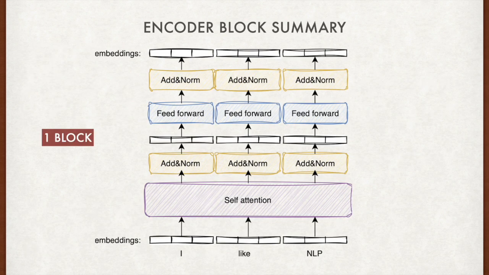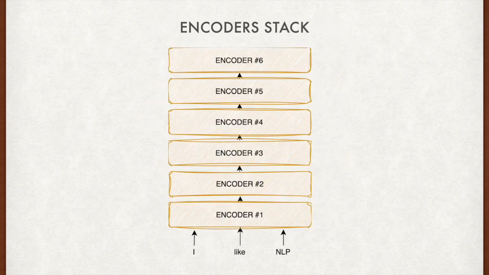The described set of transformations, multi-head attention, add and norm, feed-forward networks, all compose a single encoder block. This whole block processes tokens in parallel. However, the Transformer proposes to use a stack of encoders, for example, a stack of 6 encoder blocks. Each of these encoders has its own matrices.